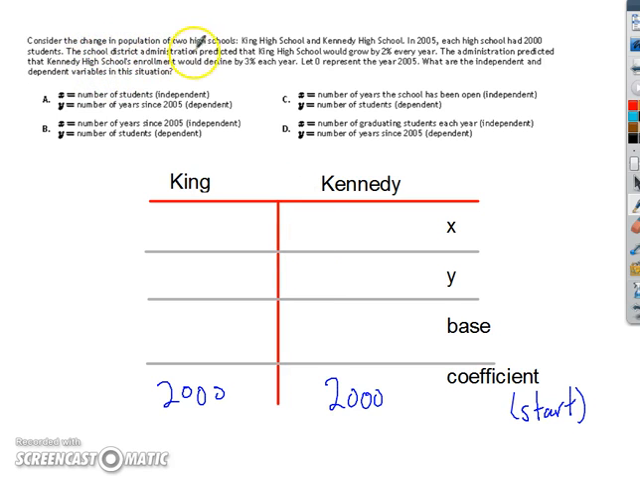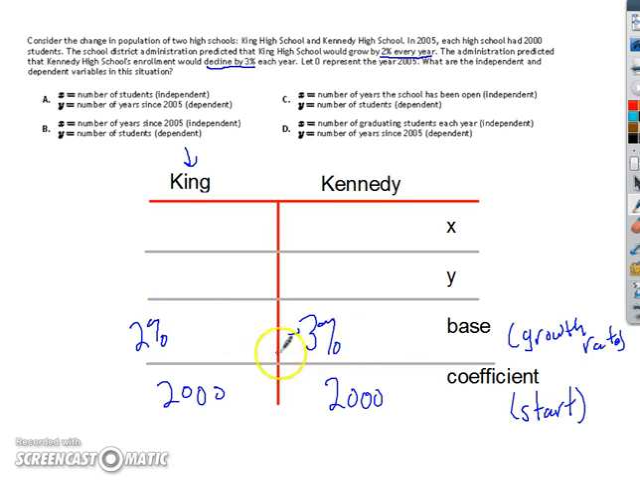The school district administration predicted that King High School, this one, would grow by 2%. So that's 2% for the base, which is the growth rate. Important information right there. And then the administration predicted that Kennedy High School will decline by 3%. Decline by 3% means it's going down by 3%.